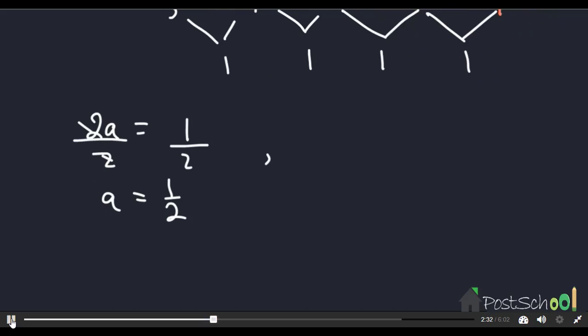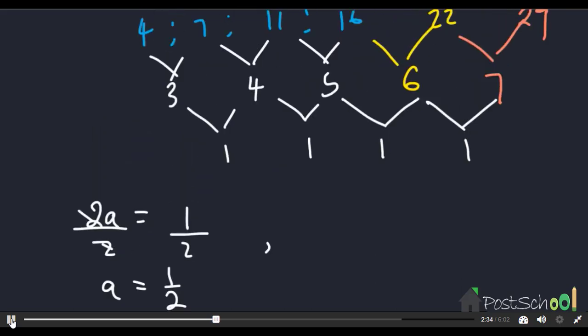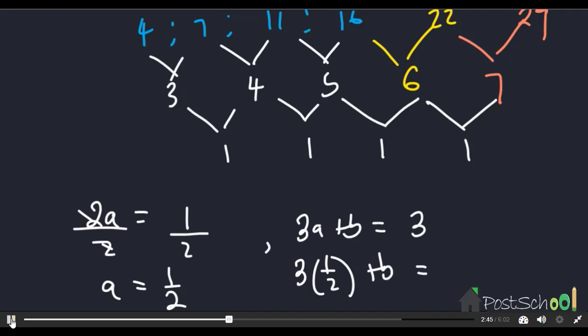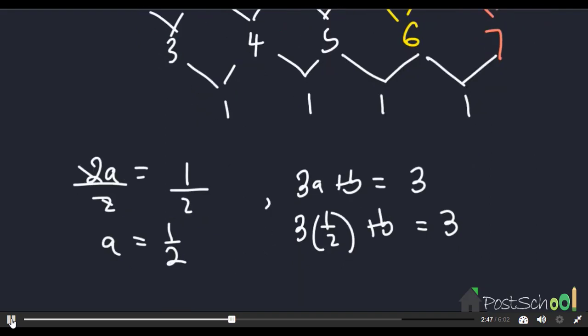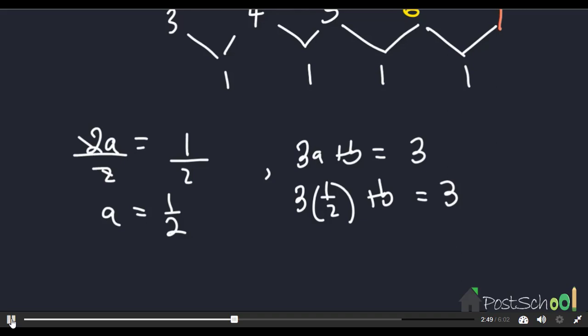Also, we can find b. We can find b by writing 3a plus b equals this number, which is 3. So 3 times a, which is half, plus b equals 3. Solve for b, and we get that b is equal to 3 over 2.